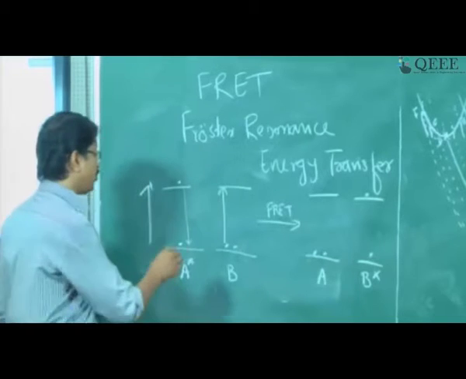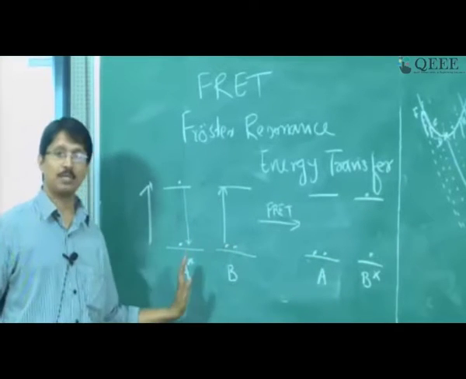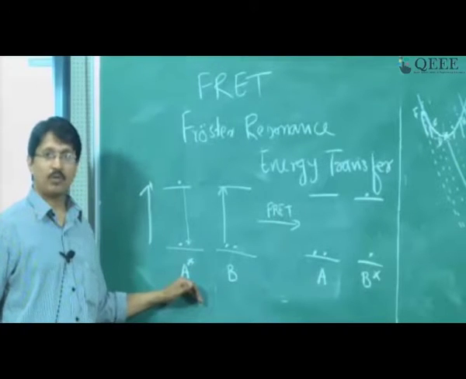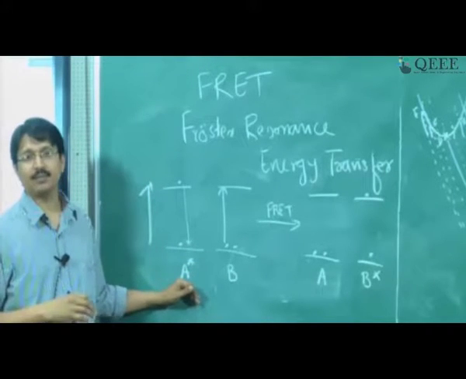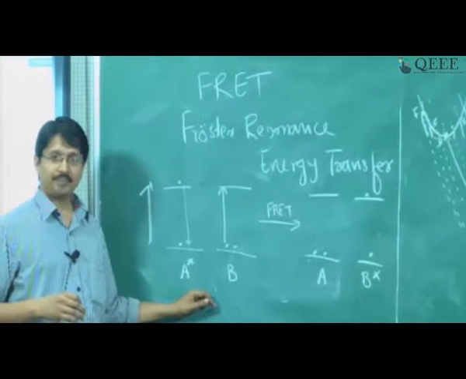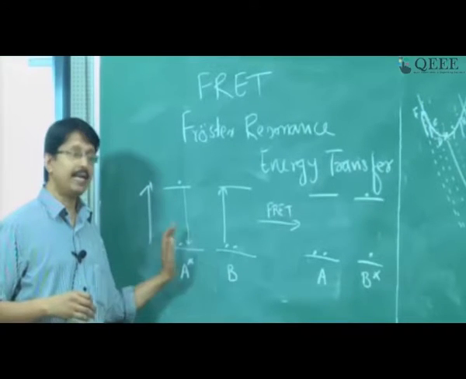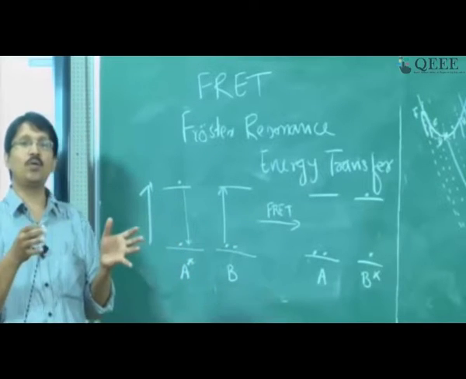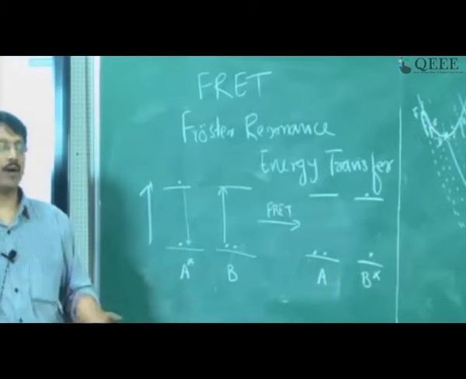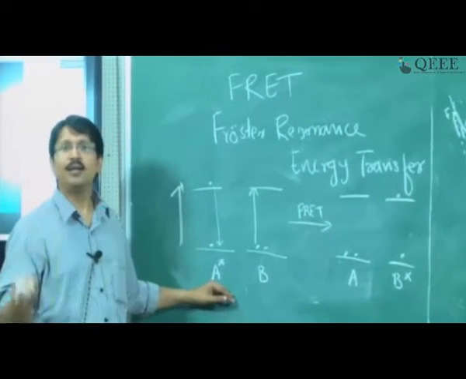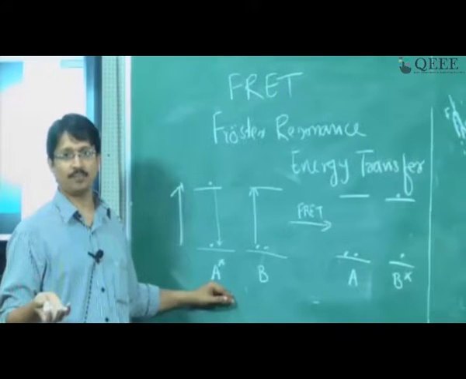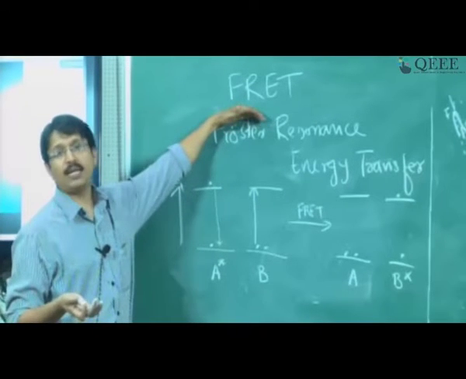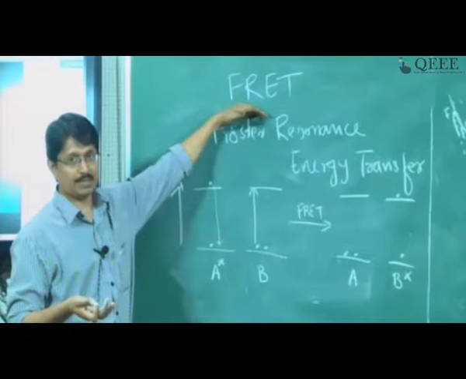So what will happen to the fluorescence of this one in the presence and absence of B? You have A star, you excite it, it normally gives emission. You add B, and A's energy is transferred to B. So a fraction of the molecules' energy is transferred to B. So what will happen to the fluorescence of A star? It decreases, fluorescence quenching. So fluorescence quenching can also happen due to this energy transfer phenomenon, which is called FRET.